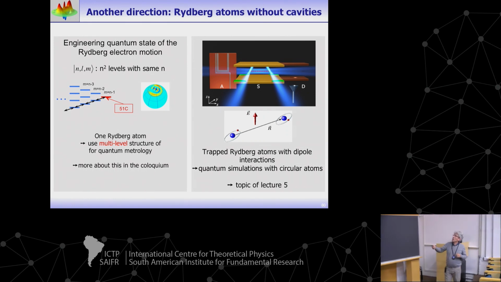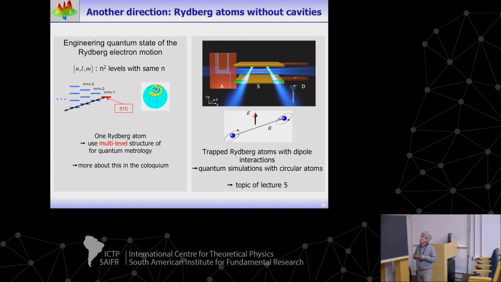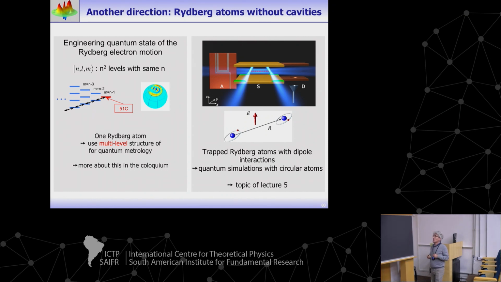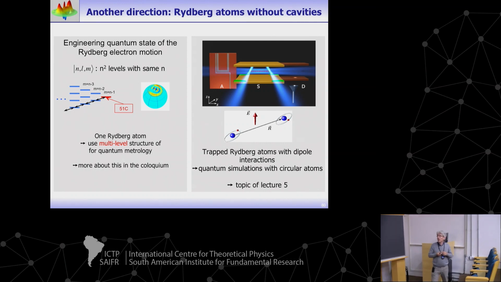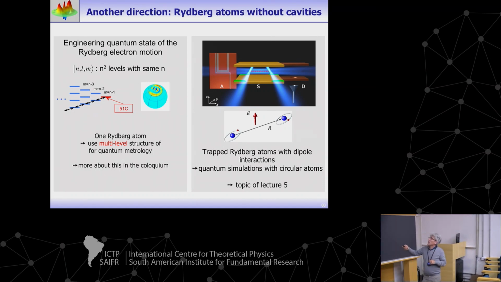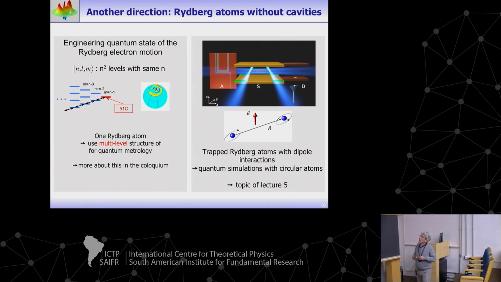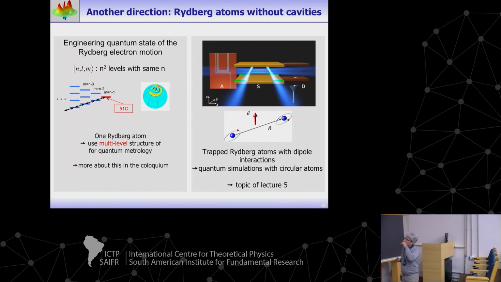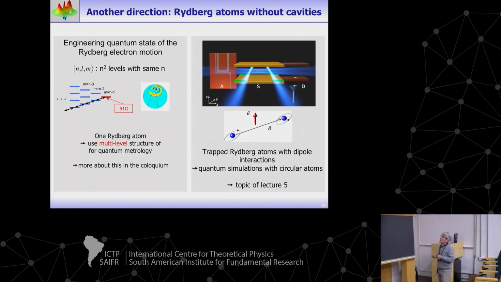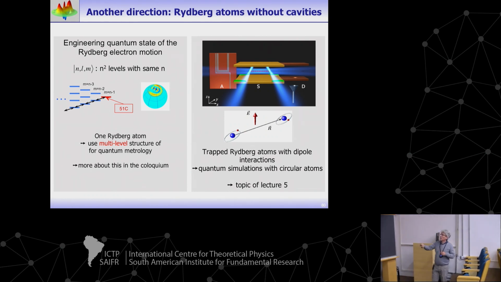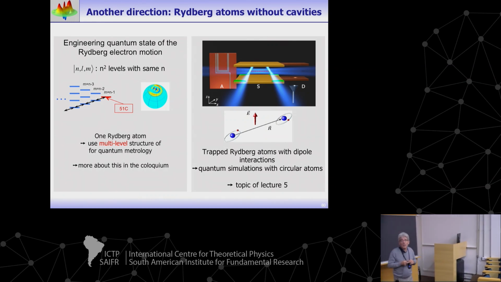And the other direction is to build a quantum simulator based on the dipole interaction between Rydberg atoms. So Rydberg atoms are large dipole. They have large dipole interaction. And we are developing a project to trap Rydberg atoms in a structure which additionally suppresses the spontaneous emission. And so this project will be the topic of my last lecture tomorrow.